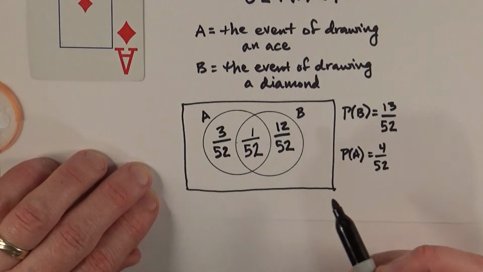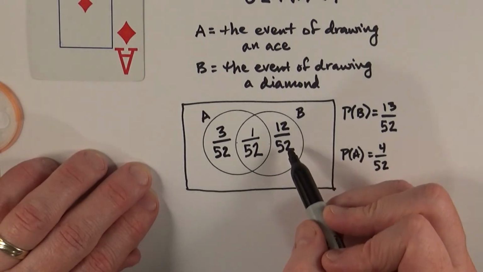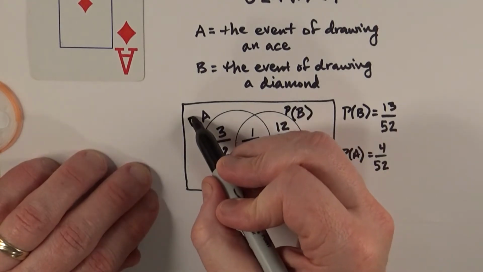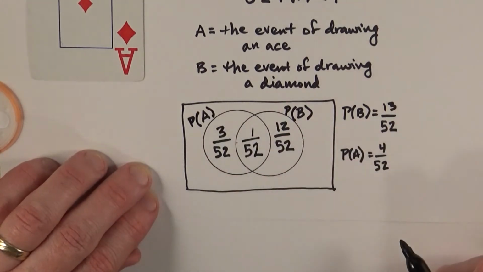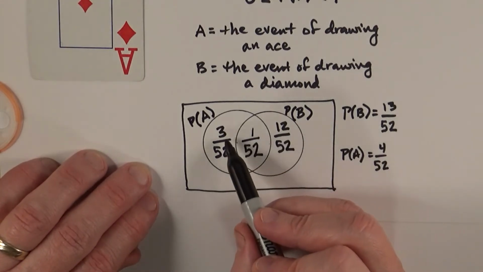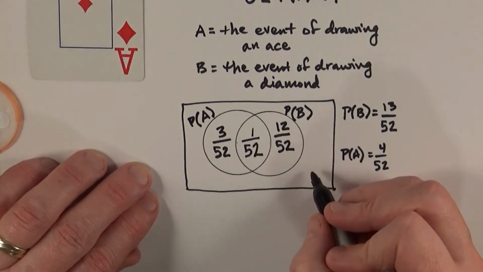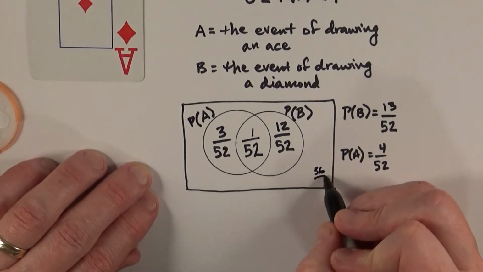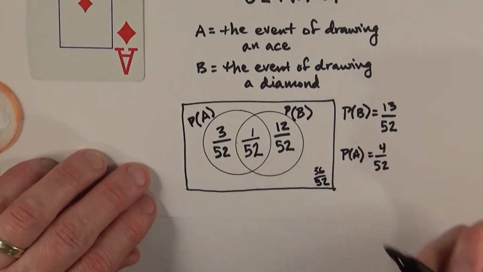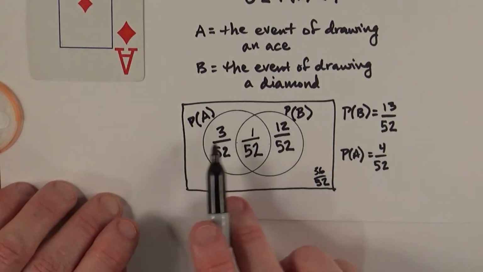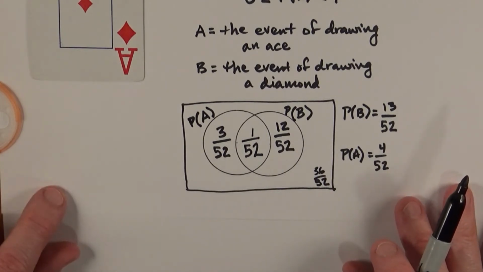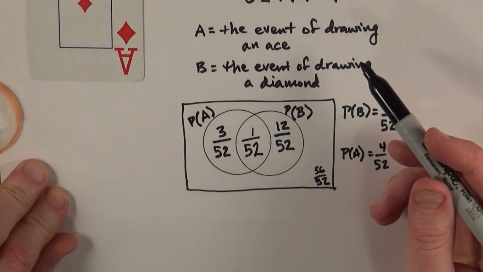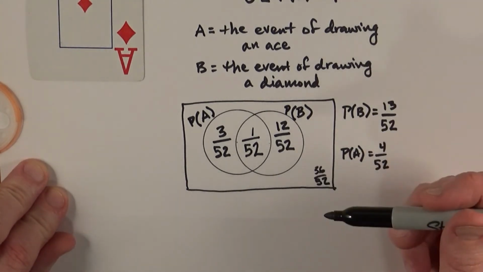Now I do need to make a slight correction because even though I labeled this B, I've now written in probability. So I need to write this as the probability of B and the probability of A. I noticed that there's 12, 13, 14, 15, 16 out of 52. So that's going to give us 36 out of 52 on the outside of this. This is just everything else that's possible, and we're not going to worry about that for the time being. But there is a representation of the Venn diagram, which shows the probability of drawing an ace or a diamond, or in this case, the ace of diamonds.